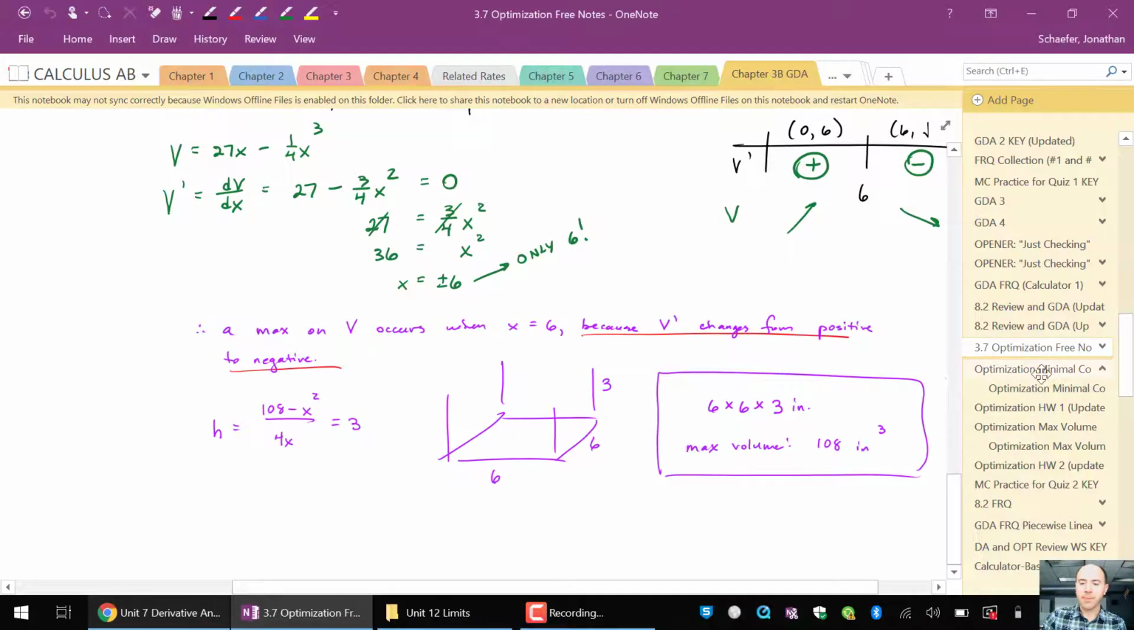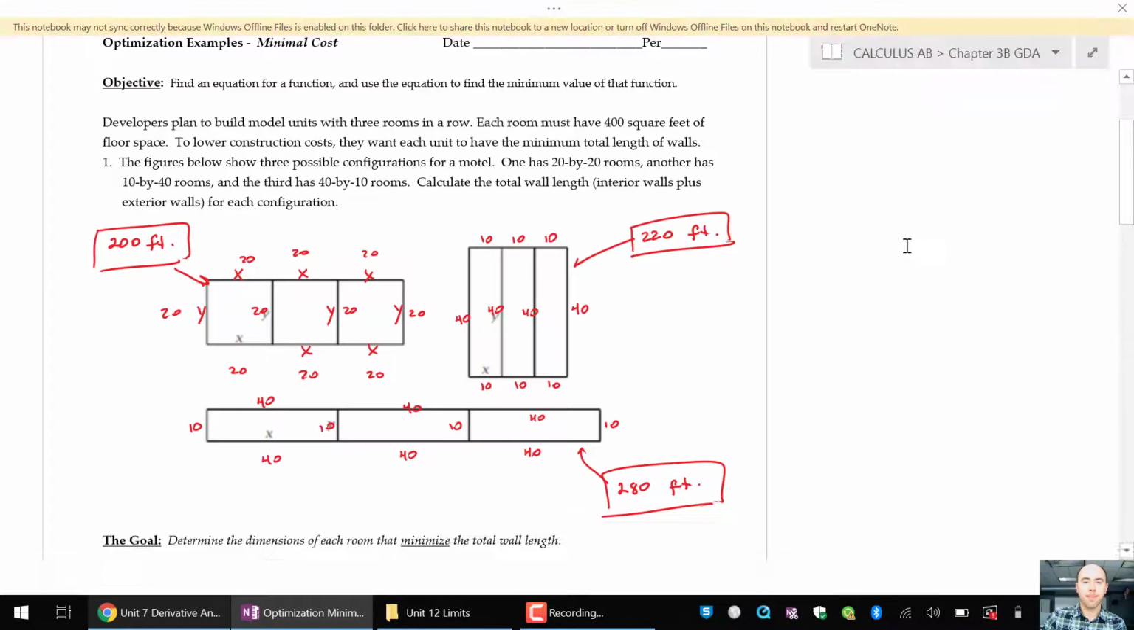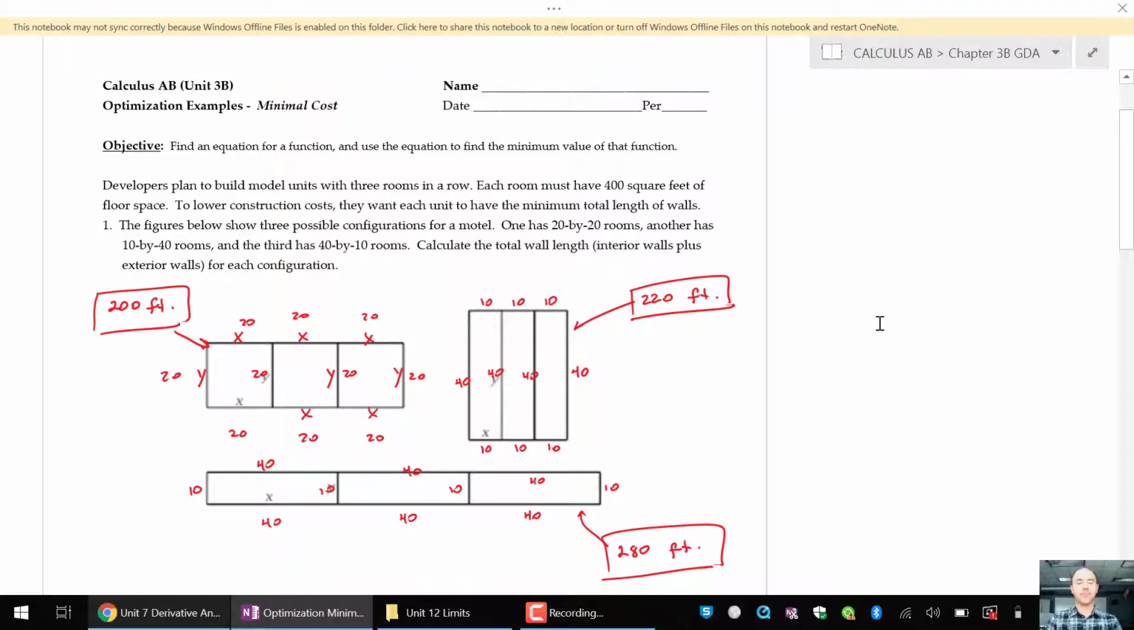Let me show you one other optimization problem that involves finding a minimum. So here is an example, and this example involves developers that want to create these 3-room motel structures. And it says here, to lower construction costs, of course, the company wants to have the minimum total wall lengths, but at the same time, you can't have really cramped hotel rooms, so you want to make sure that the rooms have at least 400 square feet of floor space. And that's up here in the paragraph at the top.